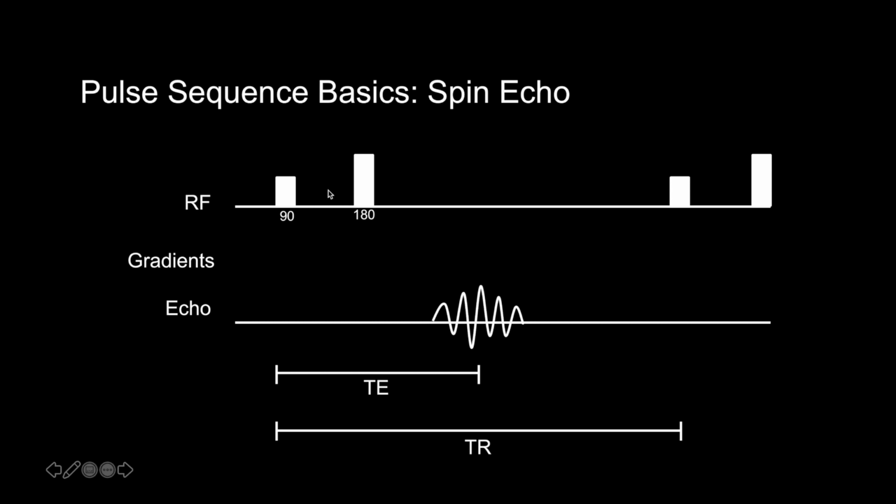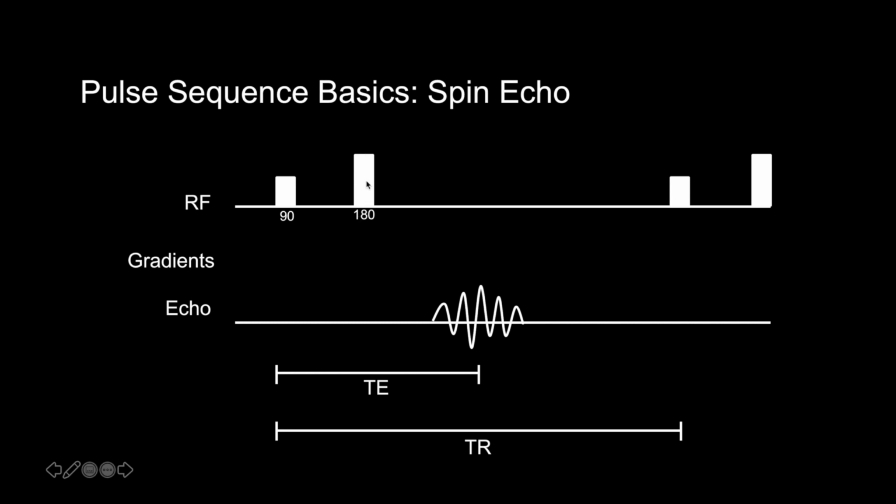So, after all of those types of relaxation are occurring in the interim, we then apply a 180-degree pulse, which is also called a rephasing or refocusing pulse. The 180-degree pulse is halfway between the 90-degree pulse here and the echo, which is also known as the TE. So the 180-degree pulse happens at 1/2 of TE.